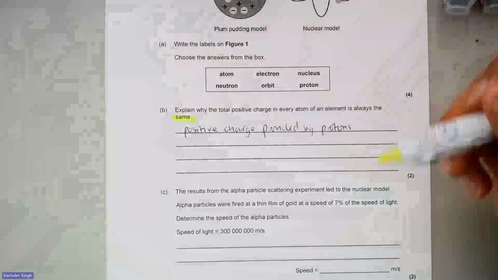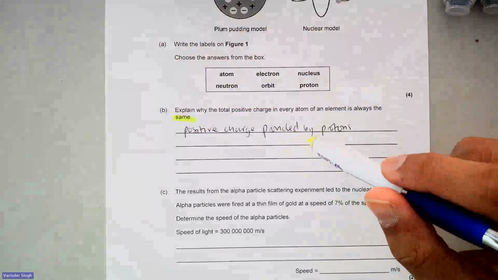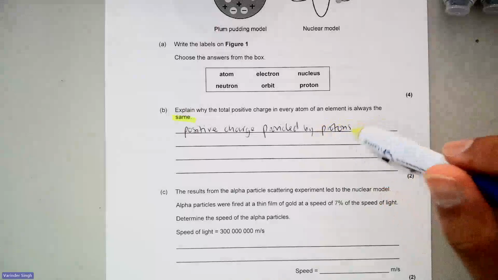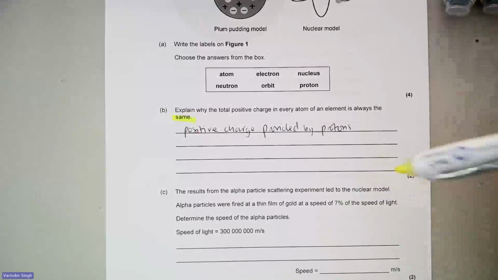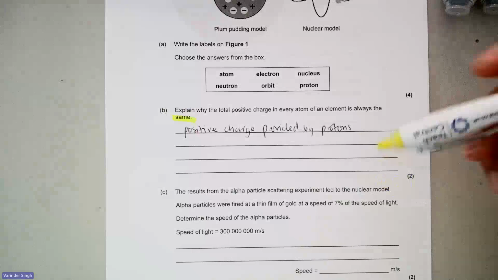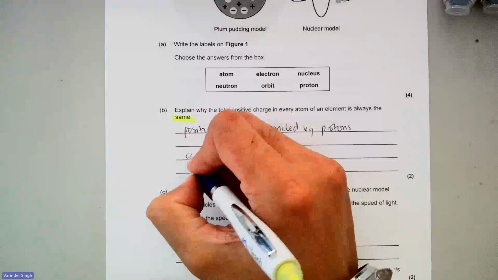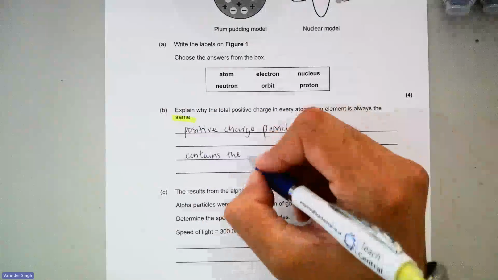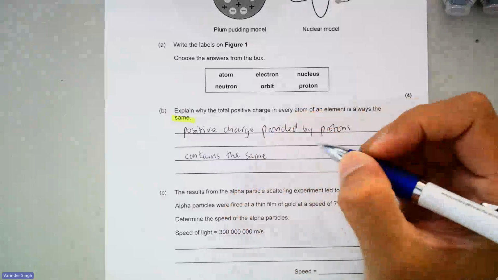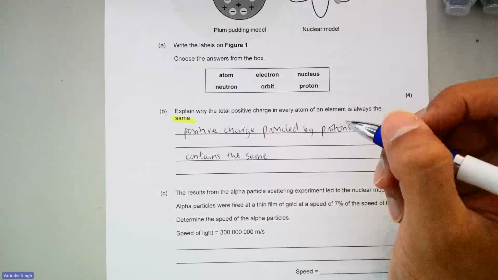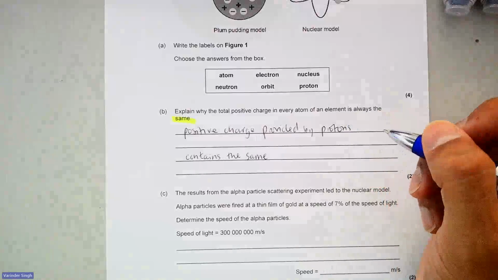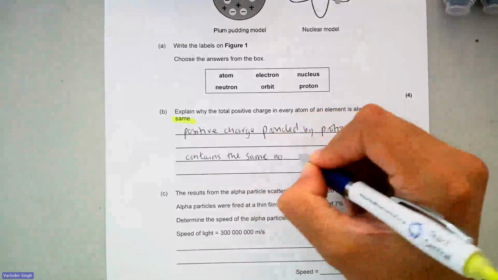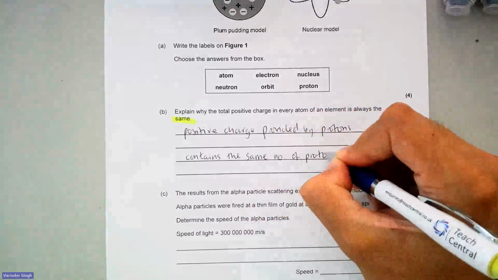If the positive charge is provided by the protons, then the positive charge of an element must always be the same because it contains the same number of protons. So every atom of a particular element contains the same number of protons. For example, all lithium atoms contain 3 protons. Each proton contributes 1 positive charge, so having 3 protons means it's got a charge of 3+ in its nucleus.